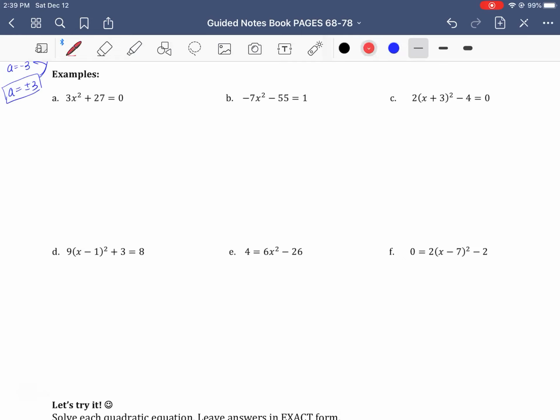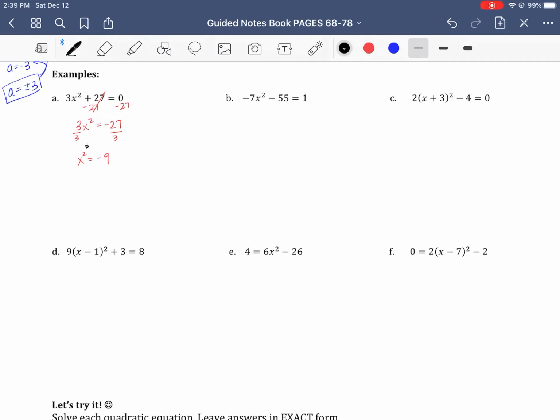So we want to get the x term by itself. The first thing we're going to do on example A is subtract the 27 to the right side of the equation. So we get 3x squared left on the left, negative 27 here on the right. Once we have that, then we go ahead and divide by 3. We divide by 3, and x squared is equal to negative 27 divided by 3, which is negative 9.